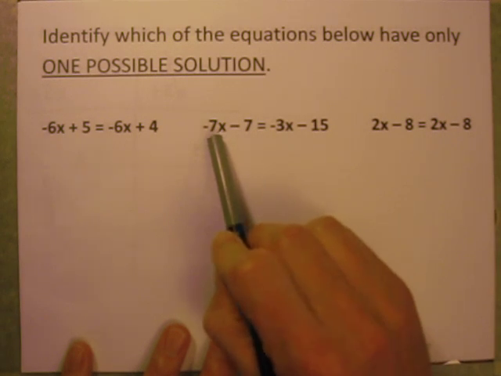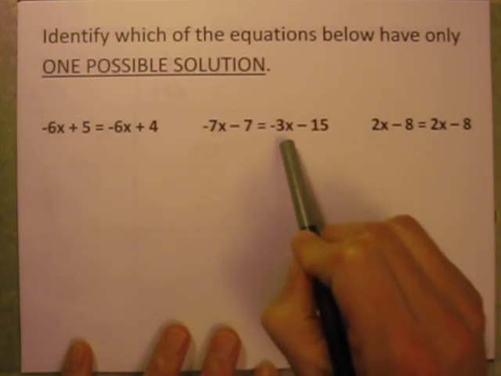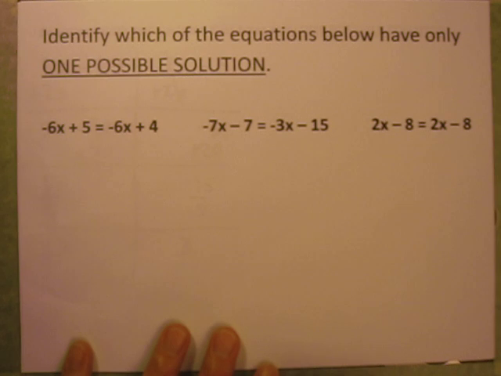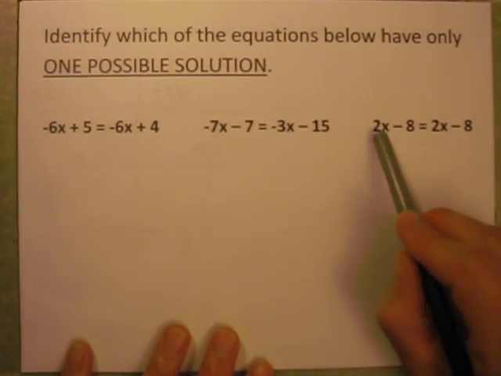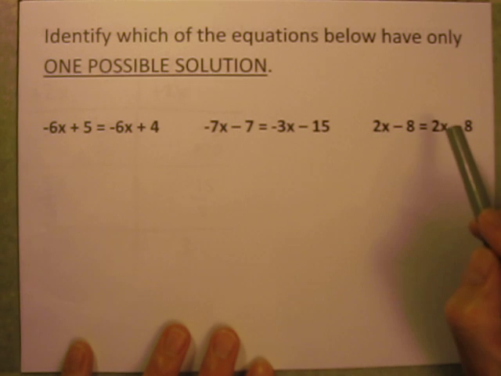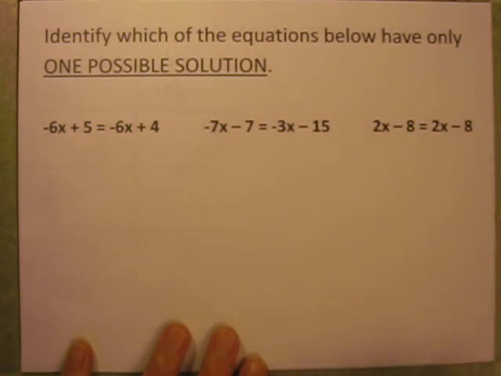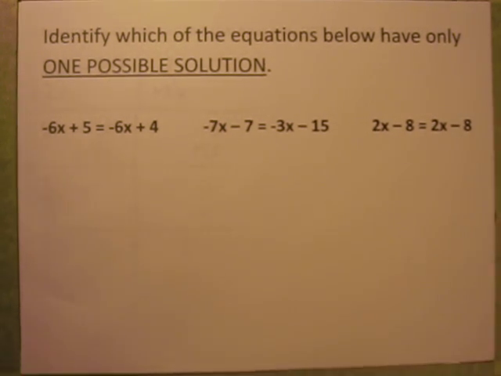Here, negative 7x and negative 3x, they are different. That one will have just one solution. And the last one, positive 2x and positive 2x, the x terms are the same. So that one it won't just be a single solution for x in that case.